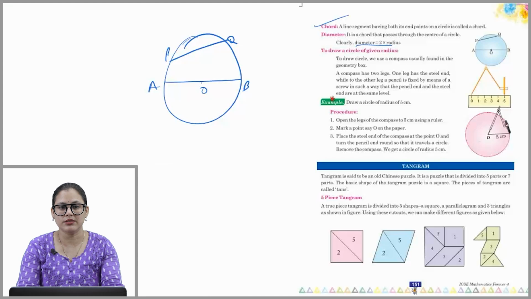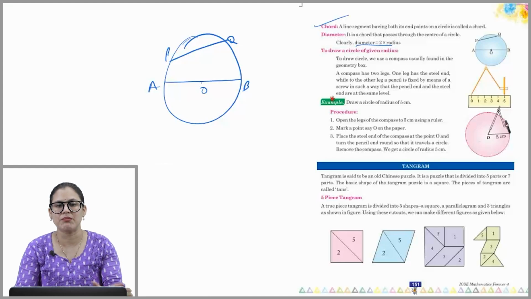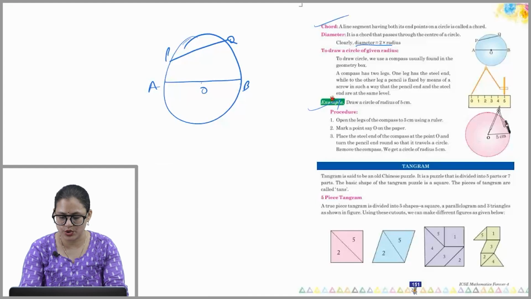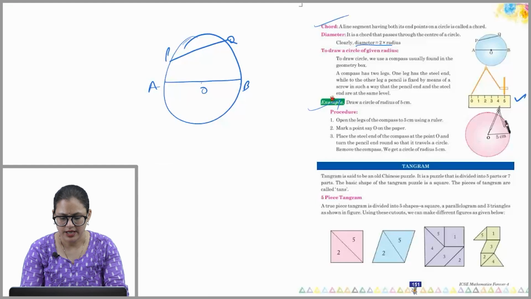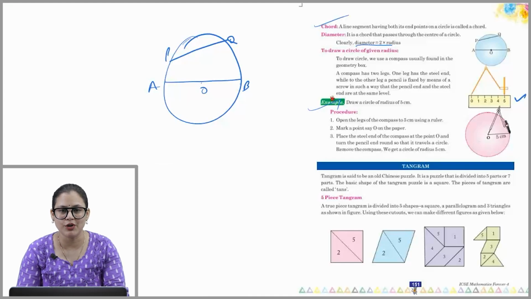Now, to draw a circle of given radius, we use a compass usually found in the geometry box. A compass has 2 legs. One leg has a steel end, while to the other leg a pencil is fixed by means of a screw in such a way that the pencil end and the steel end are at the same level. Example: you have to draw a circle of radius 5 centimeters. Open the legs of the compass to 5 centimeters using a ruler as shown in this figure. Now mark a point, say O, on the paper, place the steel end of the compass at the point O and turn the pencil end round so that it travels a circle. Remove the compass, and we get a circle of radius 5 centimeters.